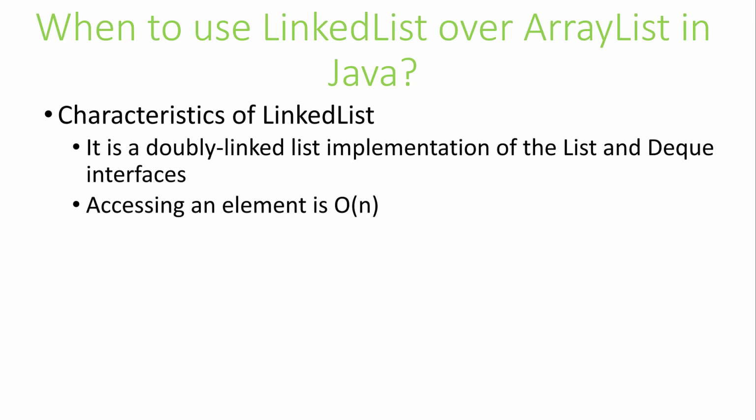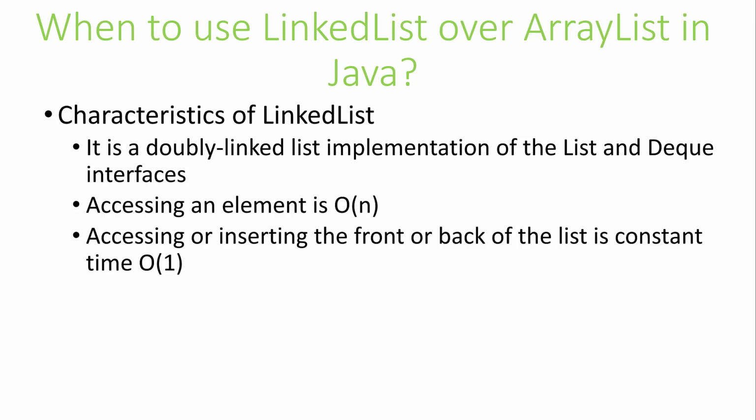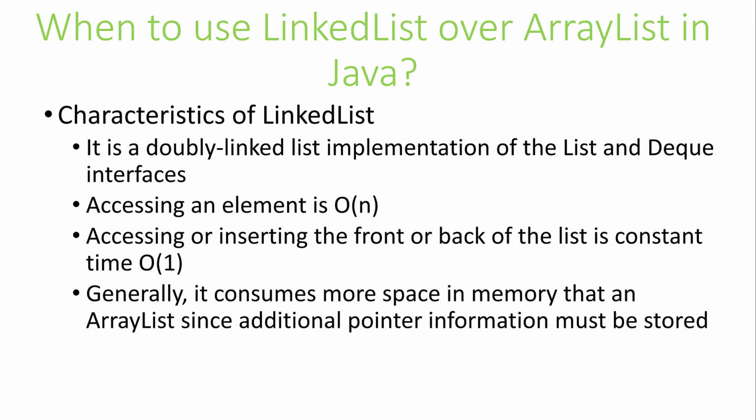Big O notation is the measure of the complexity of a function. Linear time, as we have here, means that the complexity of the function increases in direct proportion to the number of inputs. The more data you have, the longer it takes to process. Accessing or inserting in the front or back of the list is a constant, represented by big O of 1. This means the time to perform the operation takes the same amount of time no matter how much data you're processing. As far as memory consumption goes, the linked list generally consumes more space than a similarly sized array list of objects, since the linked list must store additional pointer information.